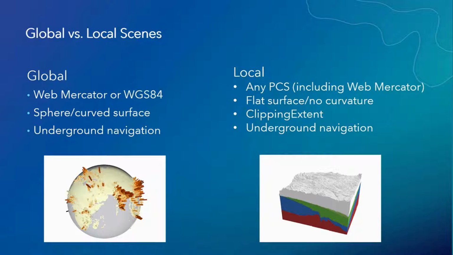Same kind of concepts, following the same tiling scheme as with global scenes. You want to make sure all your cached layers are in that same coordinate system. You can clip the extent of your local scene, from Pro in the scene viewer, or within the actual code itself. And local scenes have always had an underground navigation option, so you've been able to look at subsurface features, let's say earthquakes or utilities, in a local scene since we've had support for them.